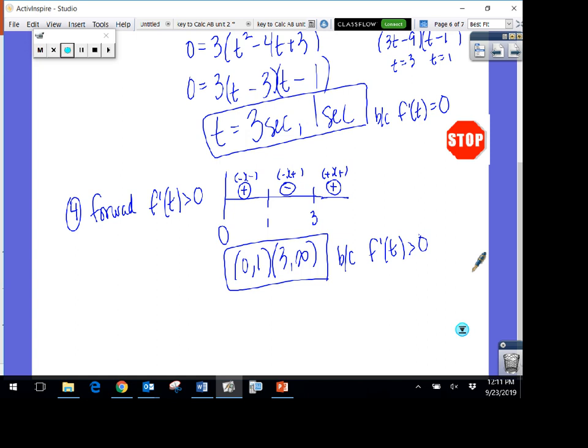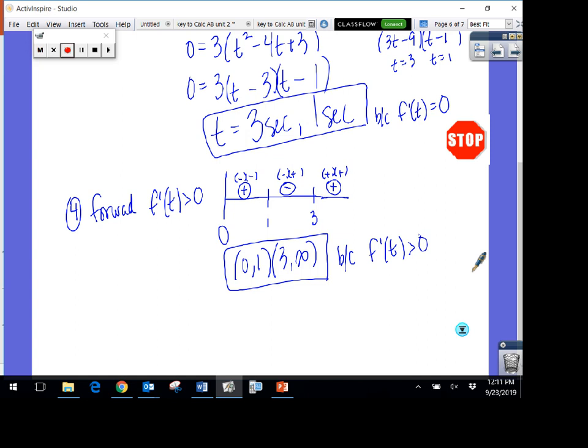No, because at 1 it's equal to 0, so we don't want to include 1 in that. At 0, it's at nothing; we haven't done anything. If we include the 1 and 3, then that means we're including a 0, and we know for a fact that it is 0 at 1 and at 3. So that's why we have the parentheses.